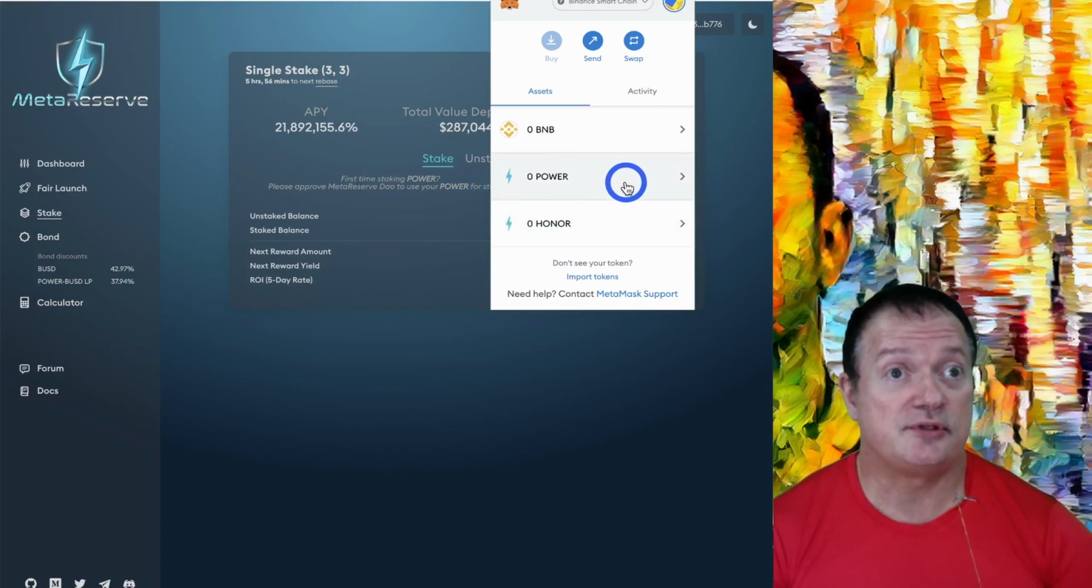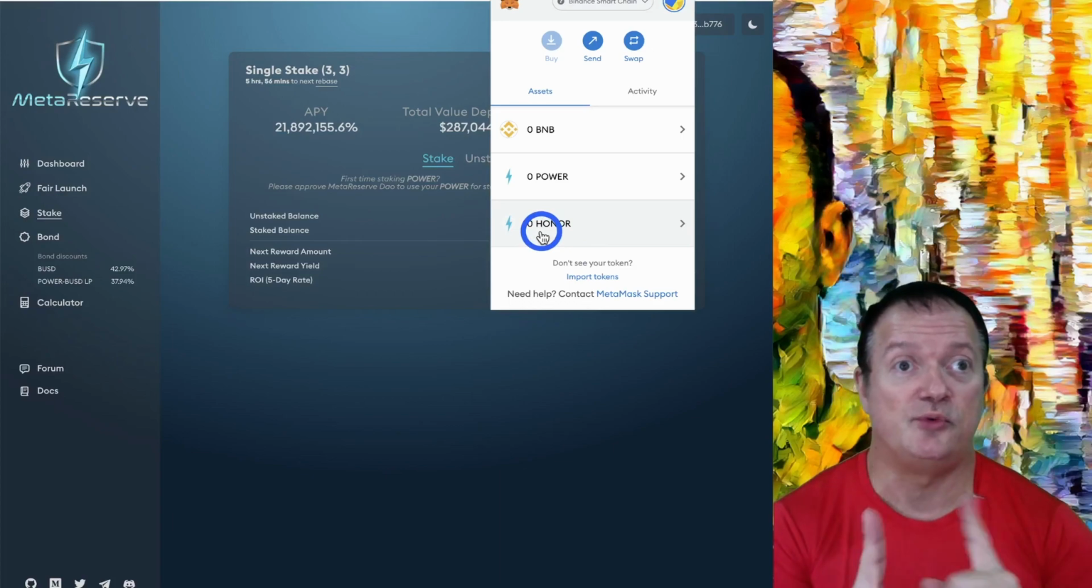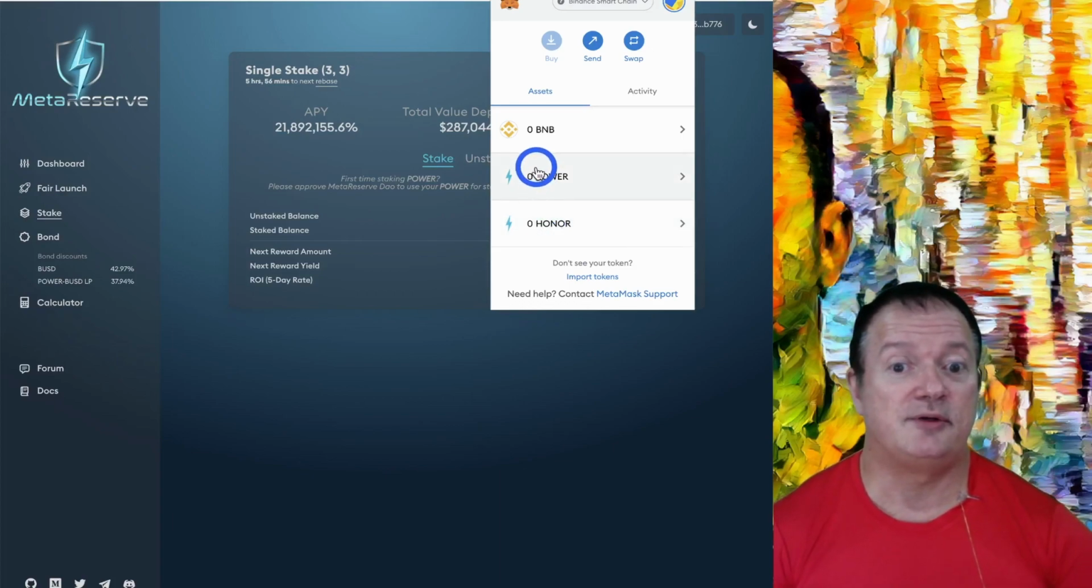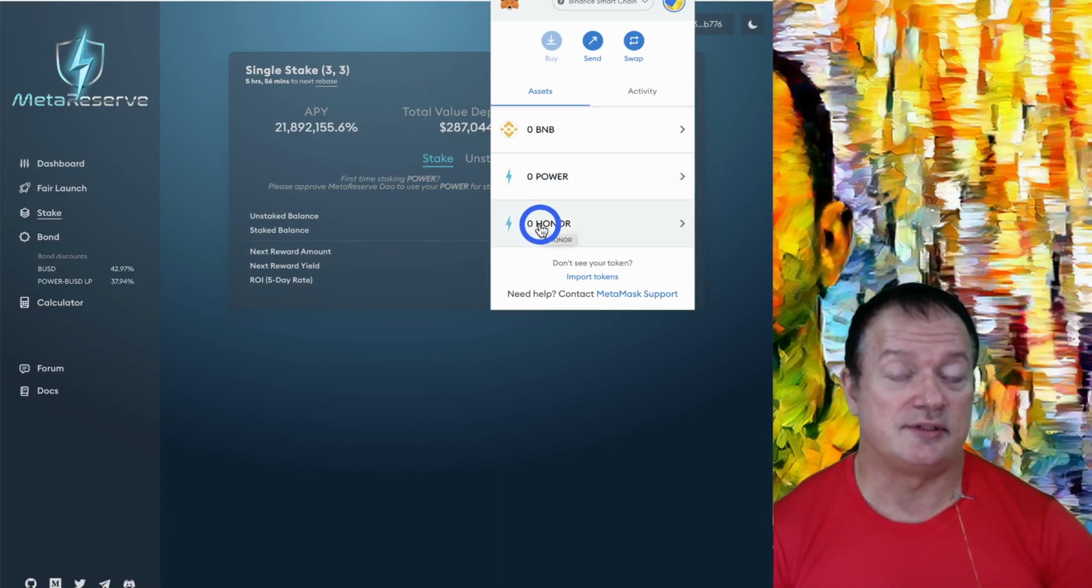So at first, if you buy some Power tokens, they're going to appear here. After you stake, this value becomes zero, and the Honor token replaces them. It's 1-for-1. So if you bought 10 Power tokens, you're going to get 10 Honor tokens, all right?